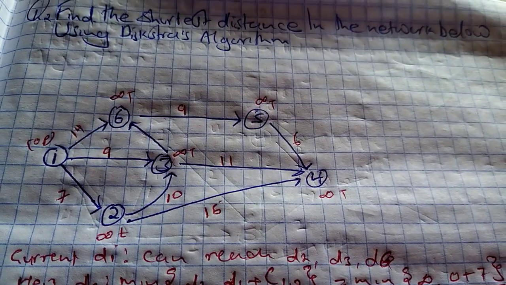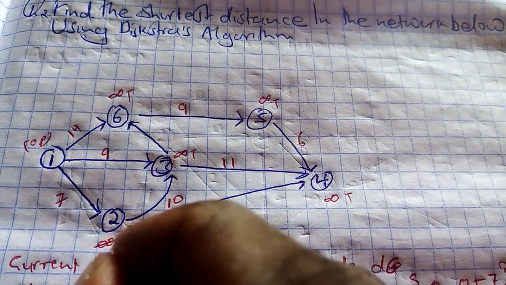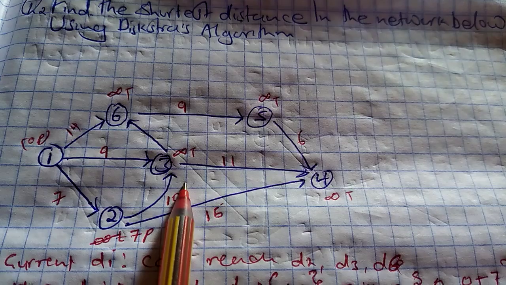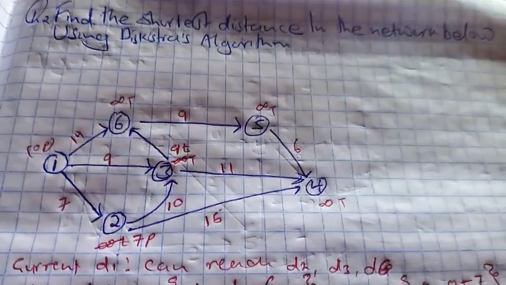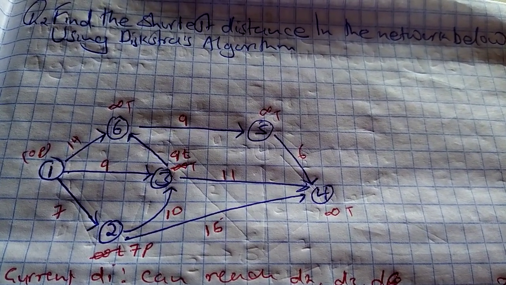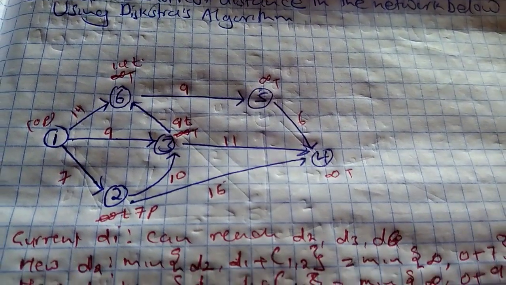We come to our diagram or our network and put those figures there. So our D2 becomes 7p. Our D3 becomes 9t. Our D6 becomes 14t.